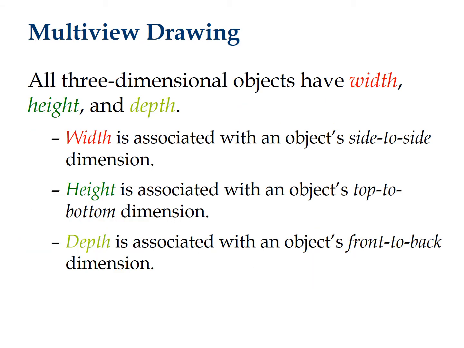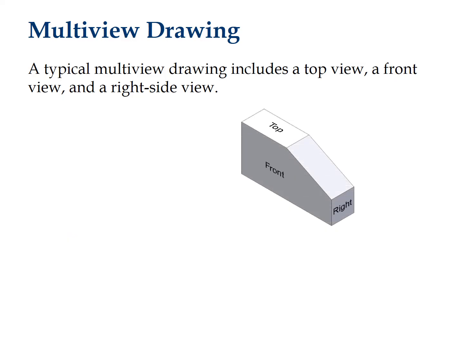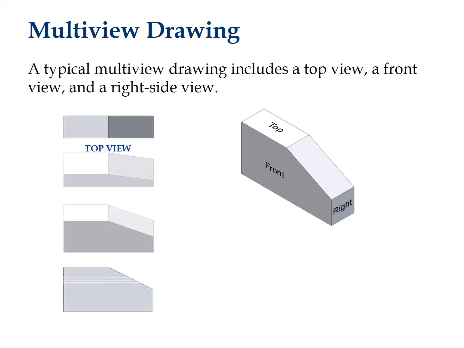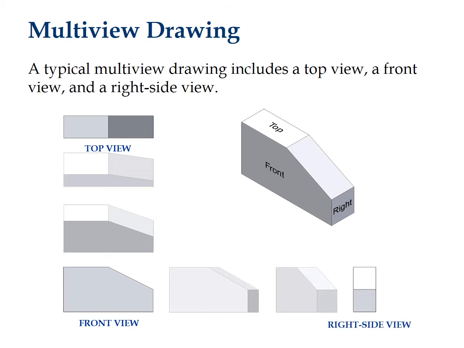All three-dimensional objects have width, height, and depth. Width is associated with an object's side-to-side dimension. Height is associated with an object's top-to-bottom dimension. Depth is associated with an object's front-to-back dimension. A typical multi-view drawing includes a top view, a front view, and a right side view. There's the top view. There's the front view. And there's the right side view.